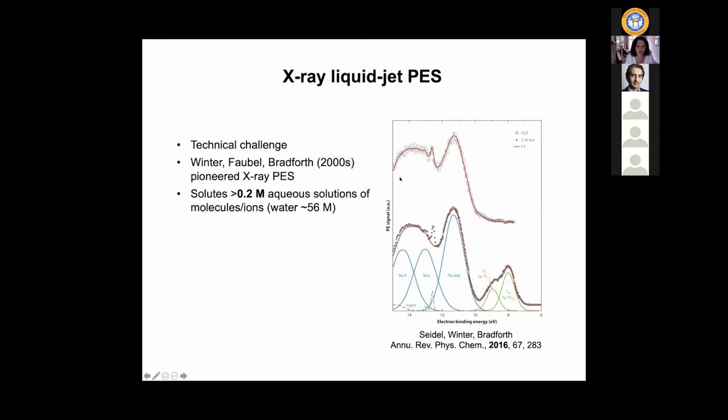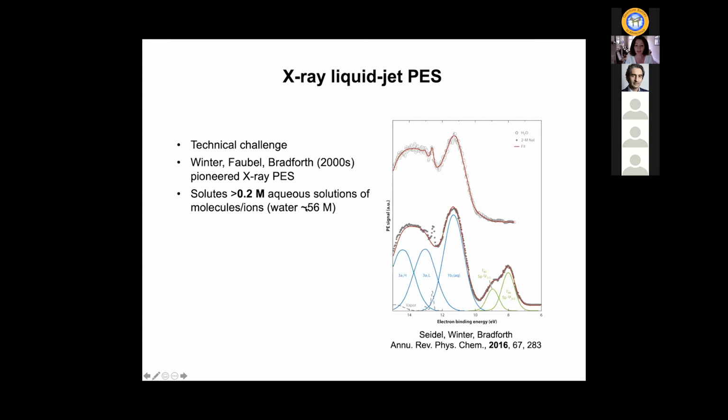And so there have been many X-ray photoelectron spectra of liquids. This one here is of water, and also of some highly soluble solutes. The trouble is, when you record a photoelectron spectrum of a solute in a liquid, that the amount of solute is considerably less than the water.